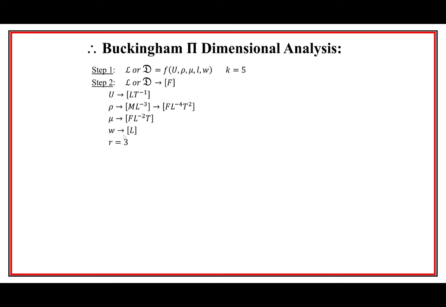And then, of course, I guess I didn't put it down here, I have the width as being a length, but also the length is a length. So that's kind of obvious. And so we end up with three reference dimensions. We used all three, and we had five variables. So therefore, we can expect two pi terms. If we had more variables, we'd expect more pi terms, obviously.